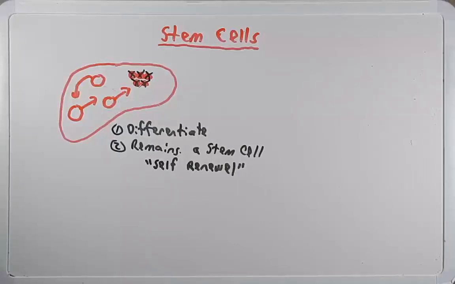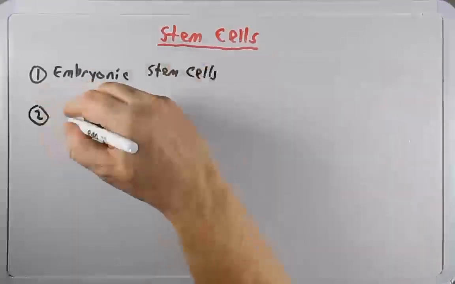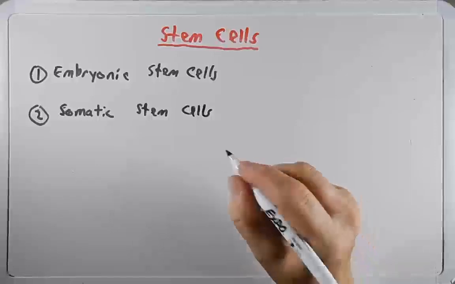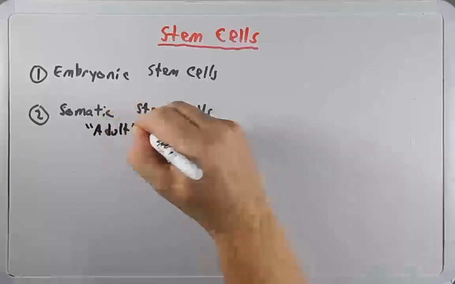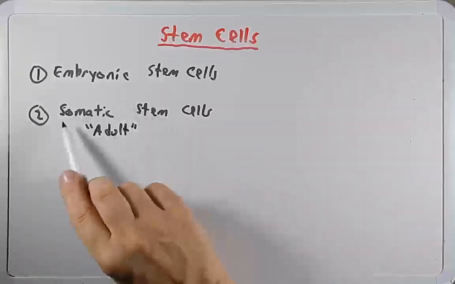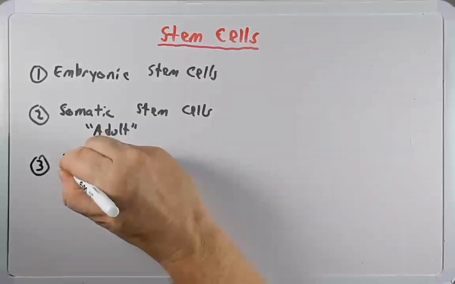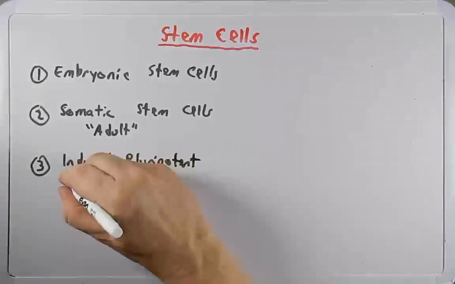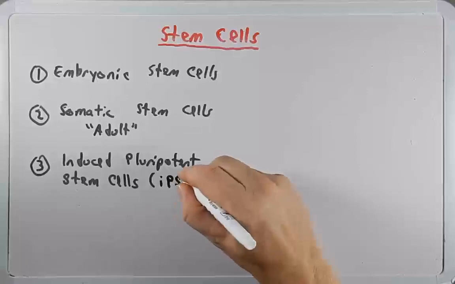Now what I'd like to do is to talk about 3 types of stem cells. The first will be embryonic stem cells. The second will be somatic stem cells. Now, this is the type of stem cell that in the popular media we often hear called adult stem cells. I don't like the term adult stem cells to describe these, and I'll explain why in just a moment. And the third type is something we call induced pluripotent stem cells. We often just refer to these as iPS cells.